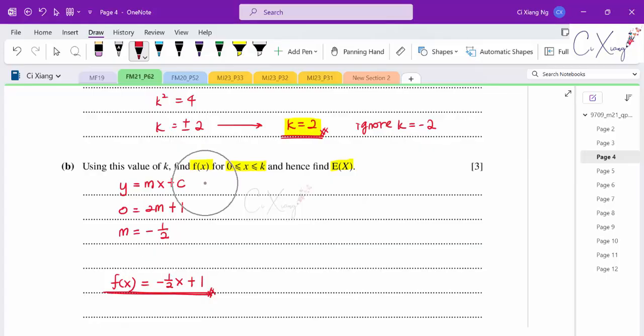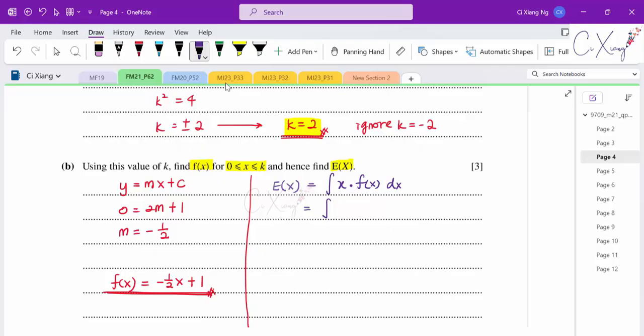Okay, so after I found the f(x) already, they want us to find out the expected value of x. So how can I find out the expected value of x? Okay, so to find out the expected value of x, the general formula is you need to multiply the x together with your function f(x), by using the limit for the whole domain given. Okay, so I will start the integration now.